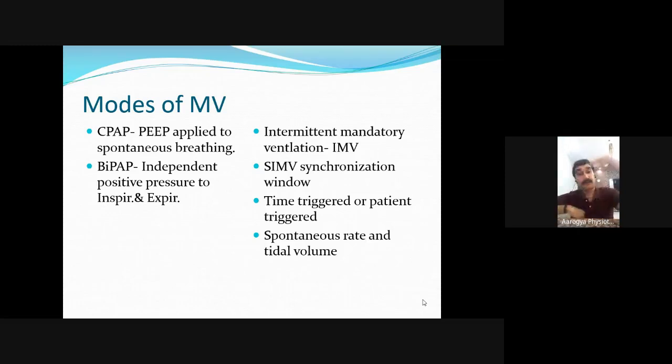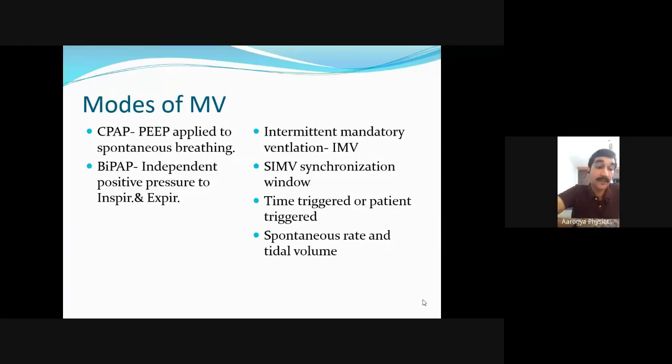So you have two functions in the same mode. That is the BiPAP mode, where you have two levels of positive airway pressure, IPAP and EPAP. On the right, you see intermittent mandatory ventilation. Now, in this intermittent mandatory ventilation, the ventilator will give a mandatory breath, but it also allows the patient to breathe in between.